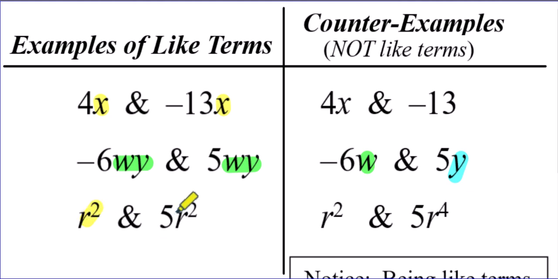So r to the second and 5r to the second, they have the same variable and the same exponent. But over here, they don't. That's why they're not like terms over here.